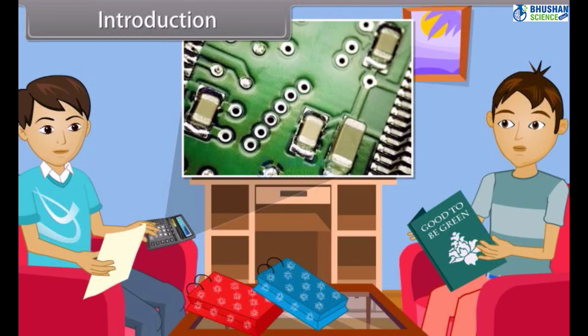Students, today we will study semiconductor electronics.